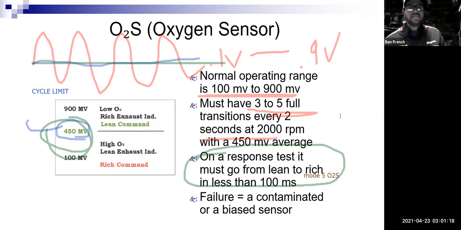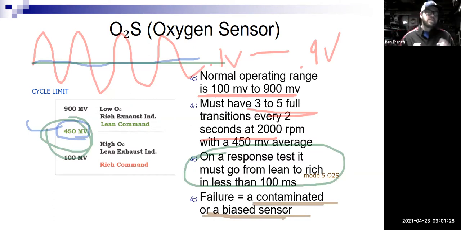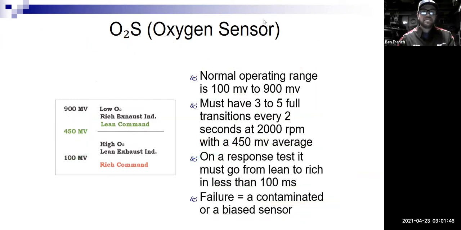What is going to cause this thing to fail? Well, failures oftentimes consist of a contaminated sensor, or a sensor that's biased high, or a sensor that's biased low. The normal death of an O2 sensor is like a little battery. It's going to die and it's going to fail low. They can bias high, but biasing low or failing low is more common.